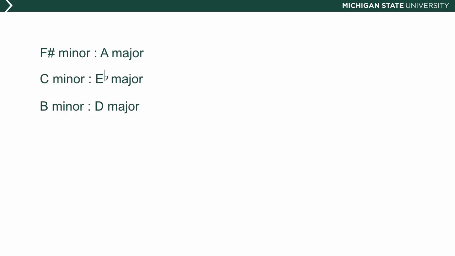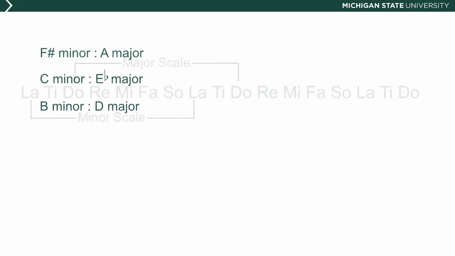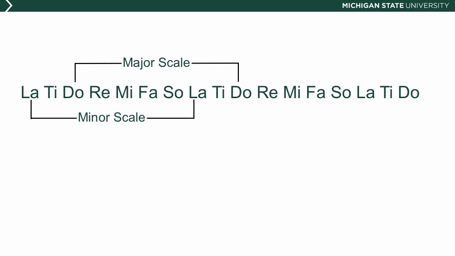We have now looked at 3 minor scales: F sharp minor, which had the same sharp notes as A major, C minor, which has the same flat notes as E flat major, and B minor, which has the same sharp notes as D major. Have you noticed the pattern? Every minor scale has the same key signature as the major scale that starts on its 3rd scale degree. Using La as the tonic, this makes sense. The 3rd scale degree is Do, which is the tonic note of a major scale. As we can see here, a minor scale shares all the same diatonic notes as the major scale that starts on its 3rd scale degree.